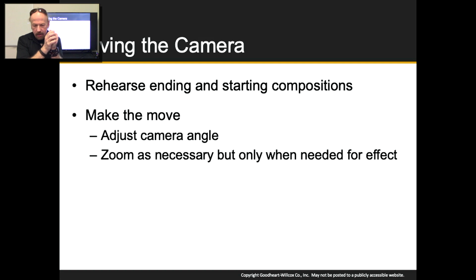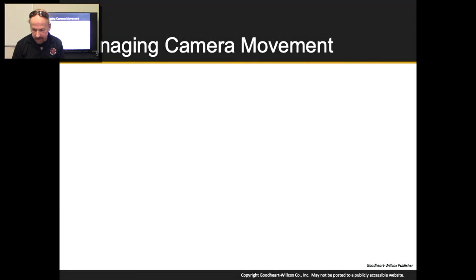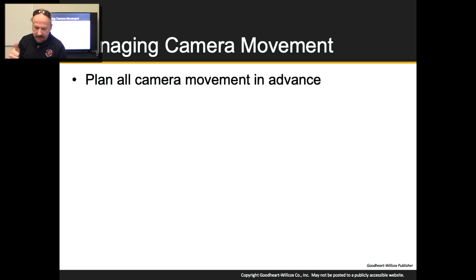Make your camera angle, zoom as necessary, but only when needed for effect, okay? I would like to take all zooms off of all cameras, okay? But you've learned it now. That's why I don't want to see any zooming, all right? Okay? And then moving the camera will enhance depth, okay? And I'm going to show you this in just a second, okay? So, plan all camera moves in advance.